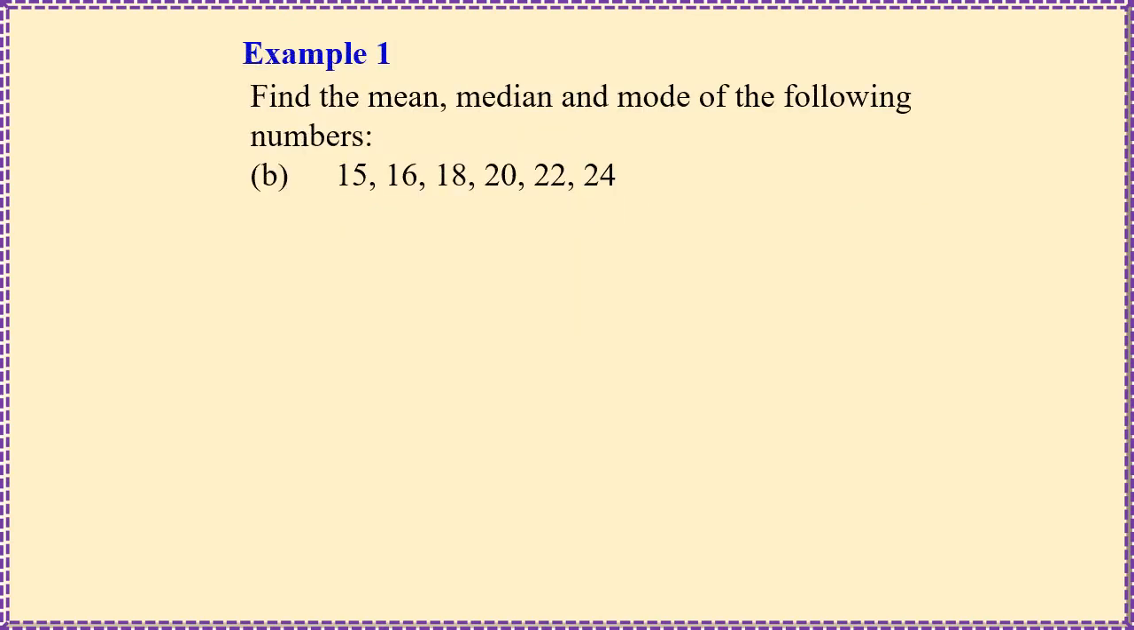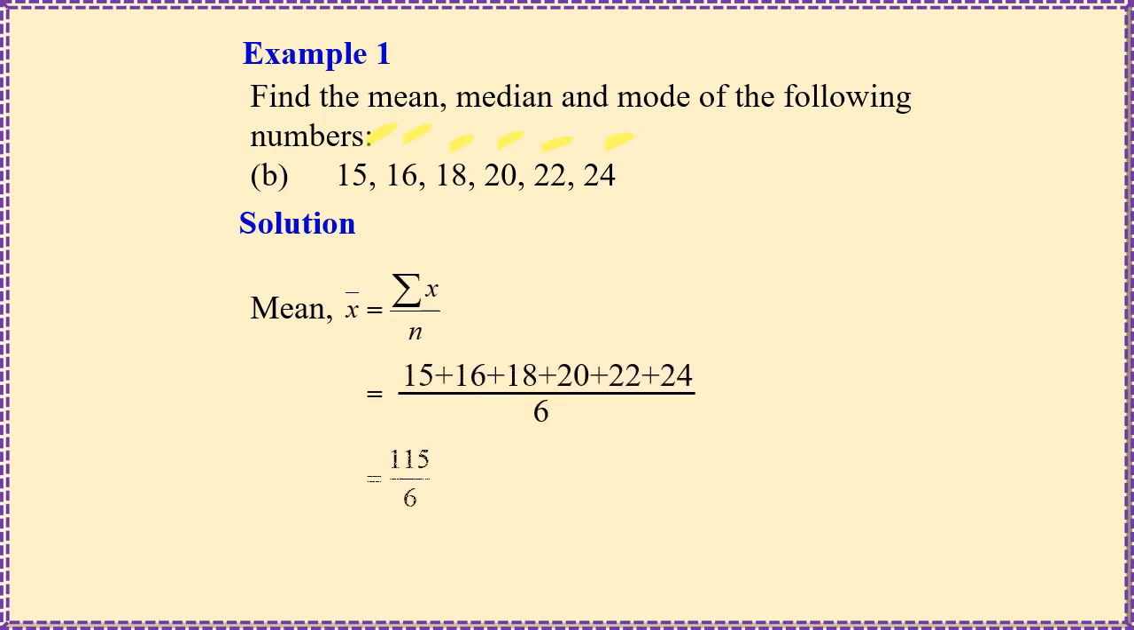The second set of data, we have 15, 16, 18, 20, 22, and 24. Now to find the mean first, we just have to total up all the data and divide by how many data we have: 1, 2, 3, 4, 5, 6. So total up everything and divide by 6. Okay, so we have the mean equal to 19.2.